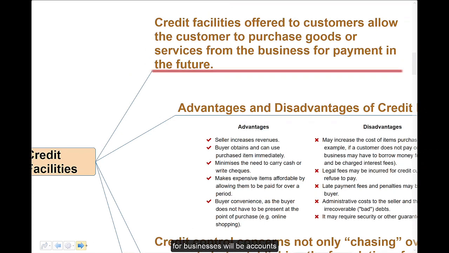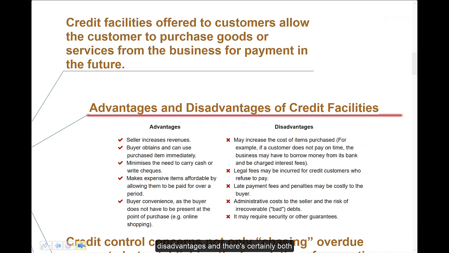Now, outside of that, in terms of offering credit, as I've said, the biggest receivable, generally speaking, for businesses will be accounts receivable or trade receivables. And indeed, to encourage businesses to buy more, or for individuals to buy more, businesses will offer credit facilities. So allowing to purchase goods or services for payment at some point in the future, 14 days, 30 days, etc. What are the main advantages and indeed disadvantages? And there's certainly both sides here.